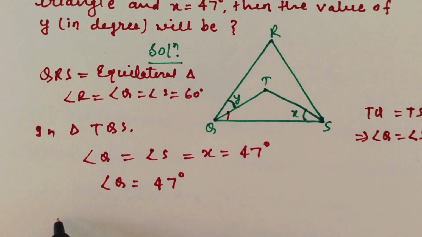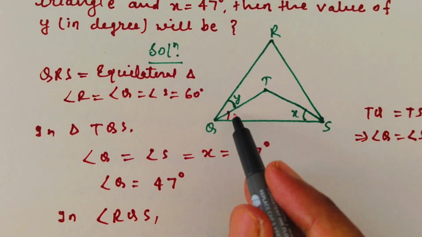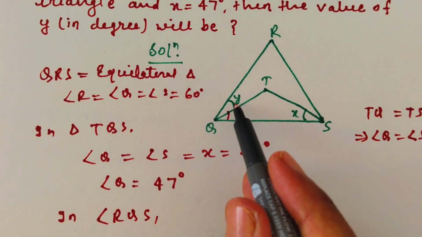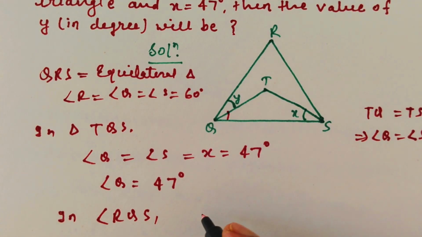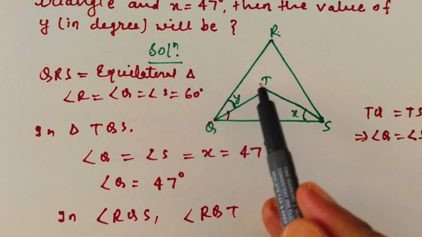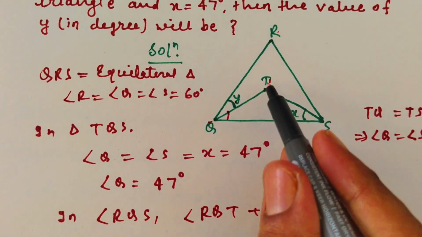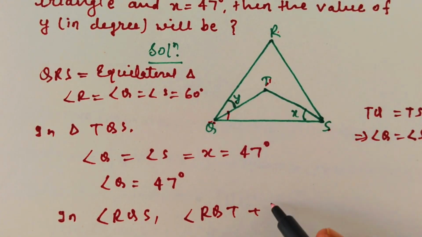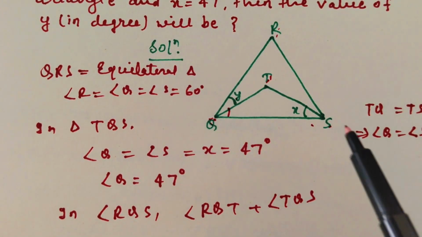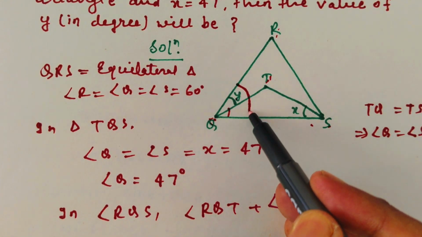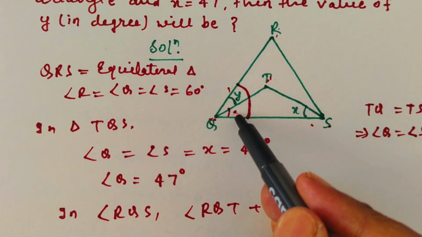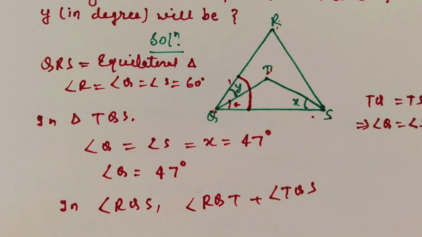So if I talk about angle RQS, there are two angles in it: this is the minor angle, and this is the bigger angle. So we can write angle RQT, which is Y, plus angle TQS. This is the sum equal to angle RQS, because this is the one bigger angle, and in this angle there are two angles, here the one and here the two. So we need to find the sum of these angles.